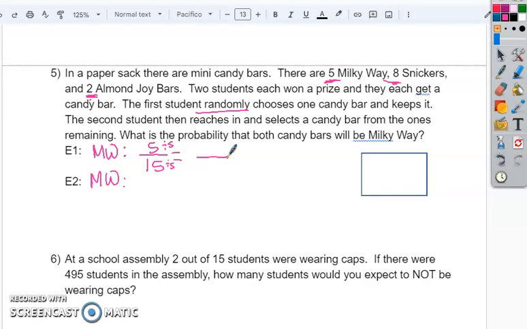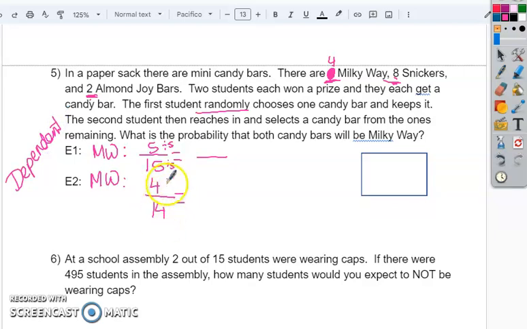So what do we know? Well, we knew the first person took a Milky Way. So that means that's the chance if that happens, which means that this will no longer be 5, it will be 4, because whoever the first person was, they took a Milky Way, so there's one less, okay? So when I reach in, now there are 4, and then 4 plus 8 is 12, plus 2 is 14. Remember, this is dependent probability. The denominator changes.